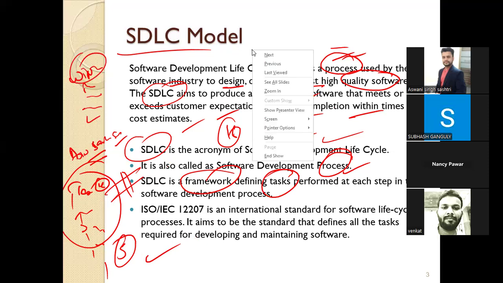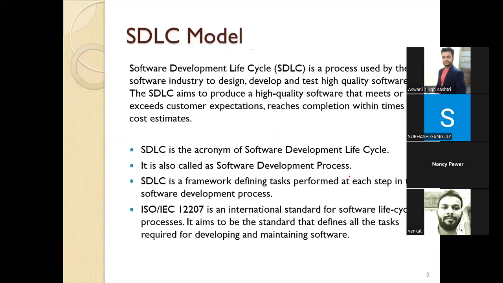So what is software development life cycle? It is a process. एक process है to develop a high quality software. The aim of the SDLC is to create the software to meet the expectation of the customer as well as it should be completed on time. Now SDLC is actually a set of tasks. वो टास्क क्या होते हैं वो मैं आपको बताता हूँ.